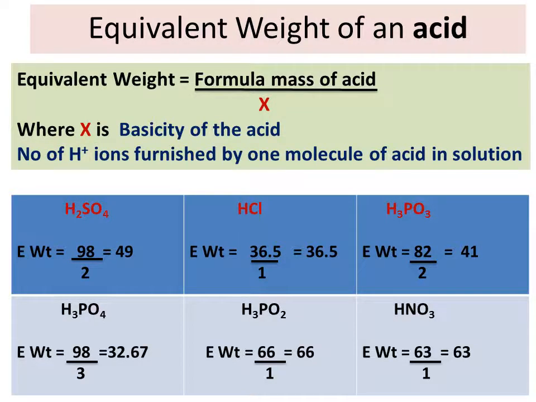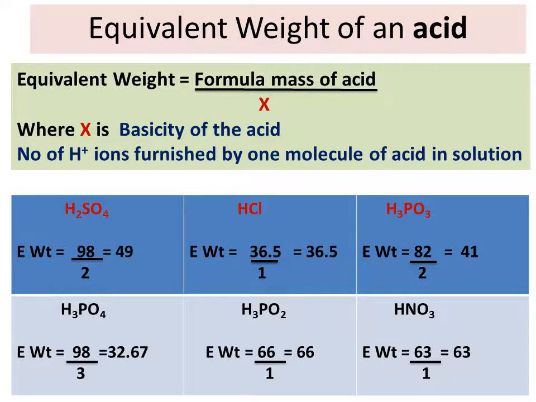Now let us talk about equivalent weight of an acid. So what is the formula? The formula is again the same, mass of acid upon a factor x. What is that x? Here x is the basicity of the acid. So what is basicity? Basicity is nothing but the number of H plus ions furnished by one molecule of acid in solution. So let us apply this to different examples.